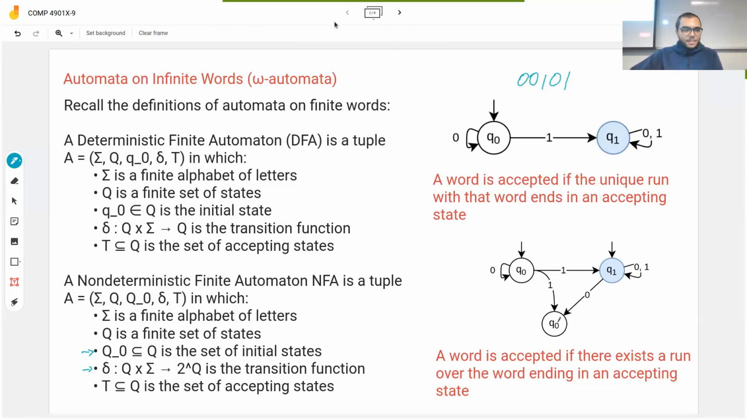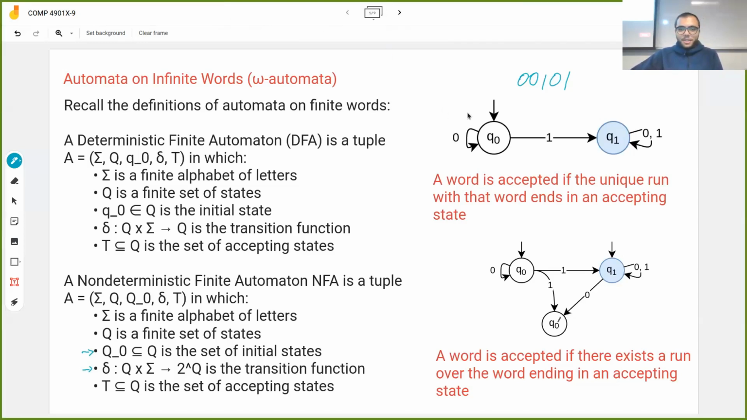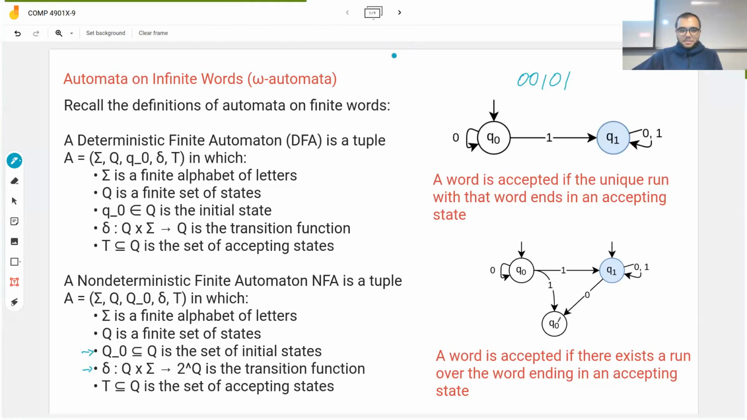But anyway, this is the background that I expected you to have from theory of computation courses, probably. If you haven't seen these things before, just search on YouTube. There are a lot of really nice videos that explain DFA and NFA.